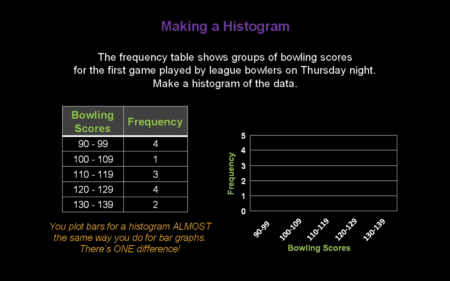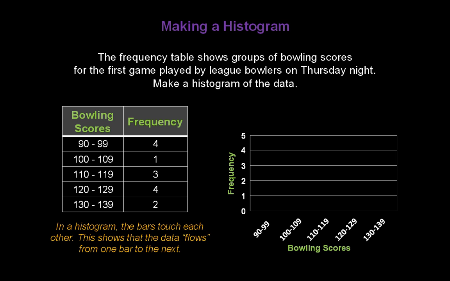And you plot bars for a histogram almost the same way you do for bar graphs. There's just one difference. In a histogram, the bars touch each other. This shows that the data flows from one bar to the next. Take a look at the bowling scores column again. We have 90 to 99. Then the second row immediately picks up at 100 to 109.